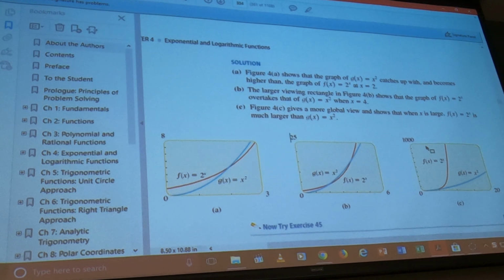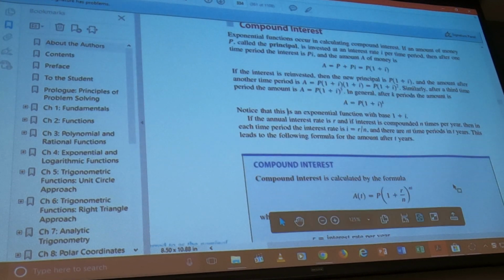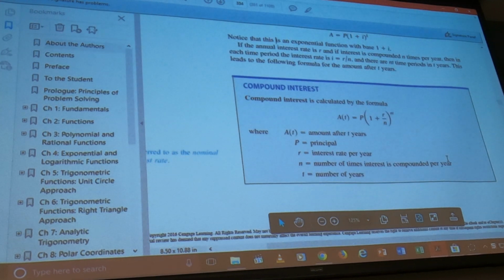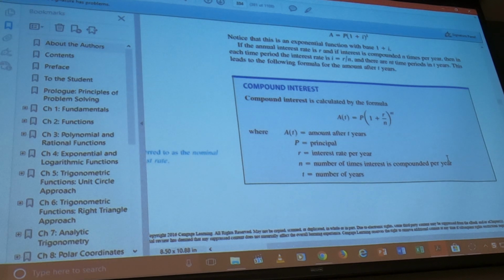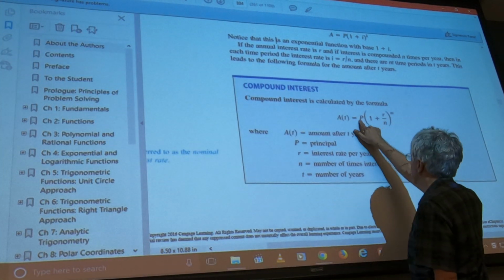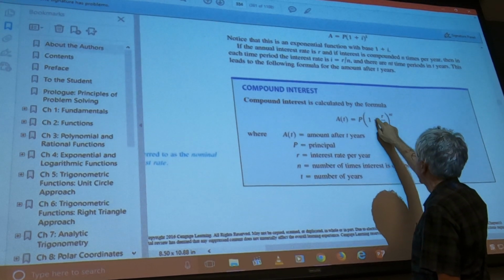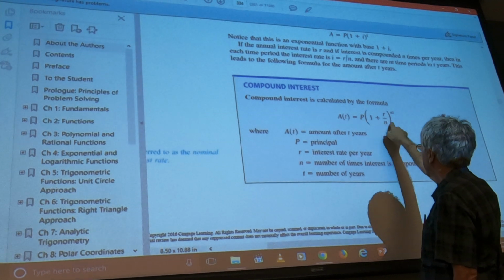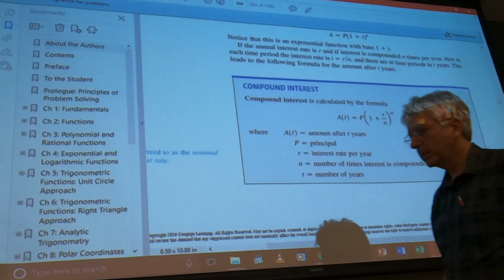What else we got here? Compound interest, right? So there's this formula we were just talking about, where P is the principal, that's the initial investment. You can think of that as A naught. That would be another good name for P here. It's A of 0, right? When T is 0, this whole thing is 1, because it's raised to the 0 power, and you got P times 1. So R is the interest rate per year, N is the number of times interest is compounded per year, and T is the number of years.